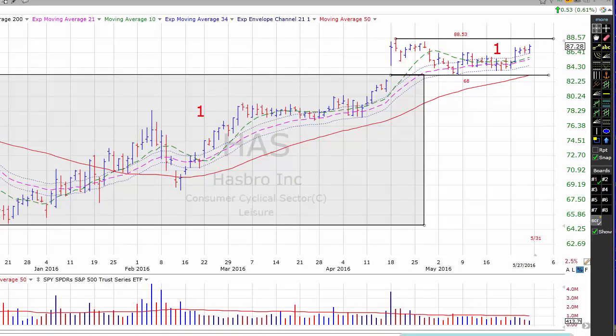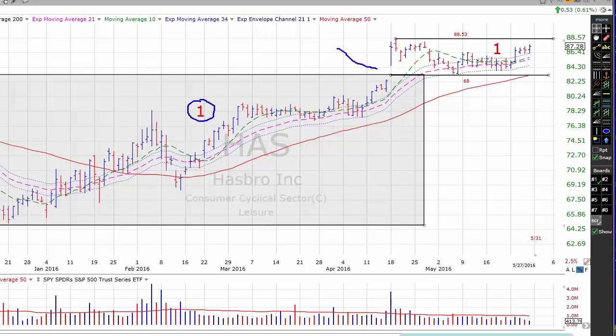Next we have Hasbro. Hasbro manufactures traditional and high-tech toys, games, and interactive products sold worldwide. Again, we've got a base on base formation. Hasbro put in this first stage base. We broke out of that base.